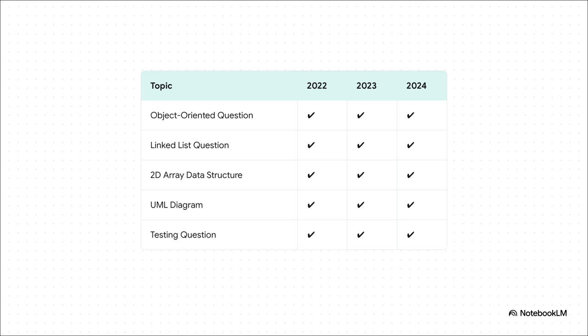Look at this. For the last 3 years, you could have absolutely banked on getting questions on object-oriented programming, linked lists, 2D arrays, UML diagrams, and testing. Knowing this changes everything. It turns that panicked, "I have to study everything" feeling into a focused, strategic plan.